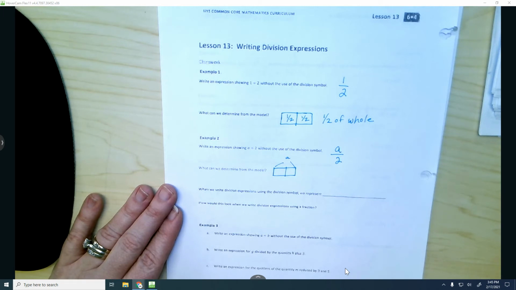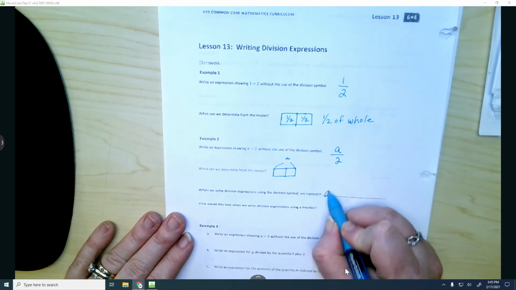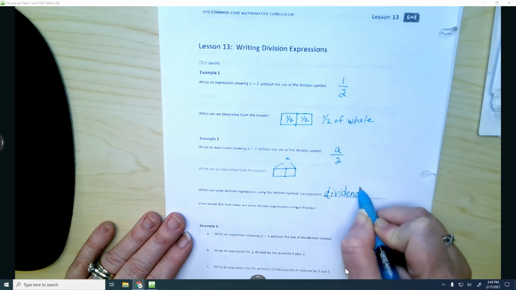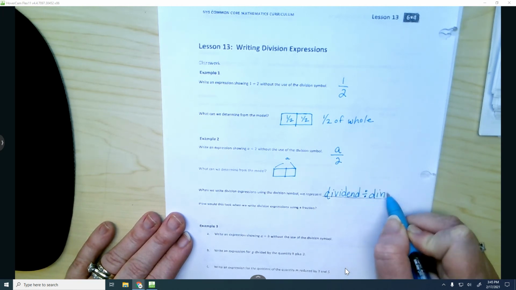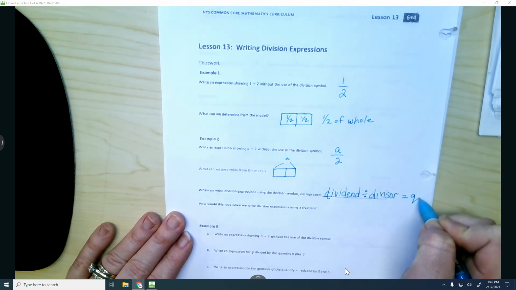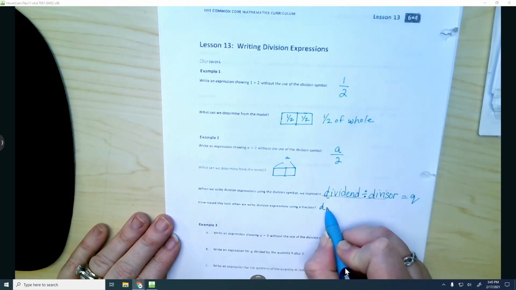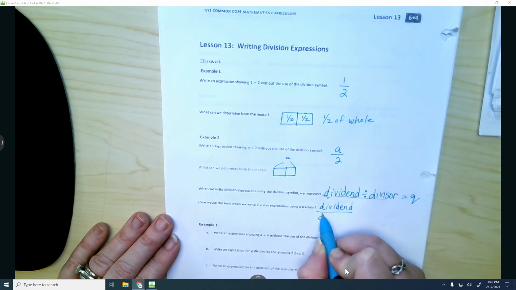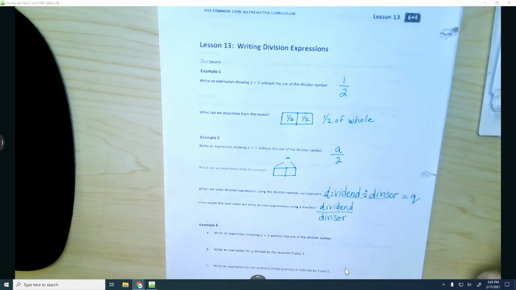When we write division expressions using the division symbol, we represent it with dividend divided by the divisor. And that equals your quotient. I'll just put equals Q to remind you of the quotient. And then we would have the dividend as a fraction over your divisor, again equaling your quotient.